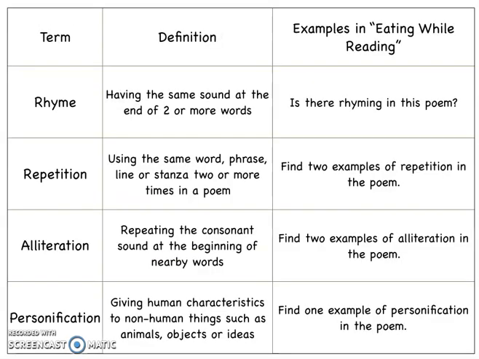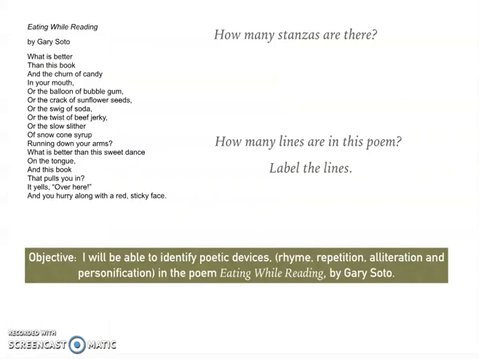The next poetic device we're going to look at is alliteration. Alliteration is repeating the consonant sound at the beginning of nearby words. Peter Piper picked a peck of pickled peppers. That is a great alliteration because you can hear the p sound at the beginning of the nearby words. You're going to come to your poem Eating While Reading and find 2 examples of alliteration in this poem. I like to circle the first letter of the word to show that it's an alliteration.